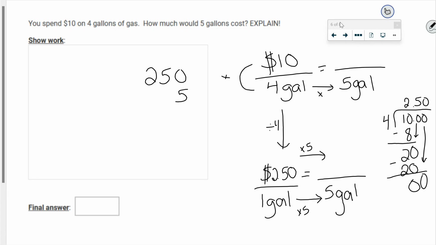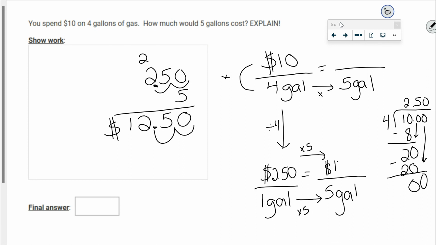$2.50 times 5. I'm going to multiply it out without the decimal, then put it back after. 5 times 0 is 0. 5 times 5 is 25. 5 times 2 is 10, plus 2 is 12. Now put my decimal back. 1, 2 scoots with my decimal. So it would be $12.50.